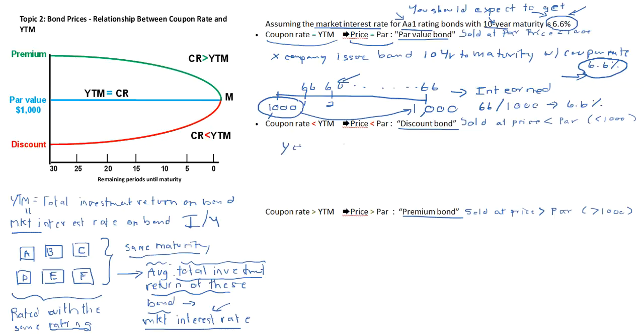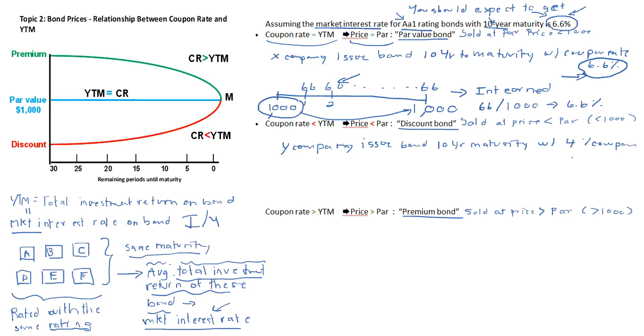In the next situation, for example, Y company issue bond, again 10-year maturity with, let's see, 4% coupon.